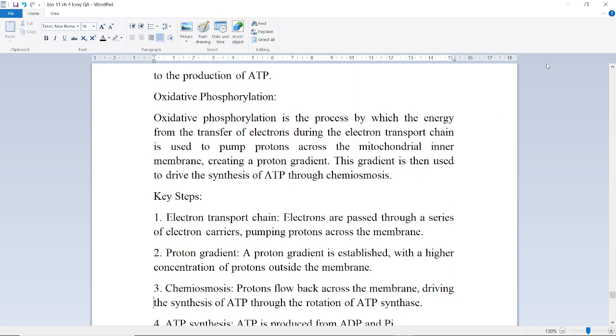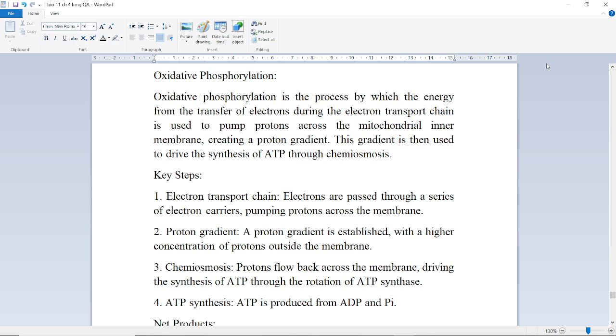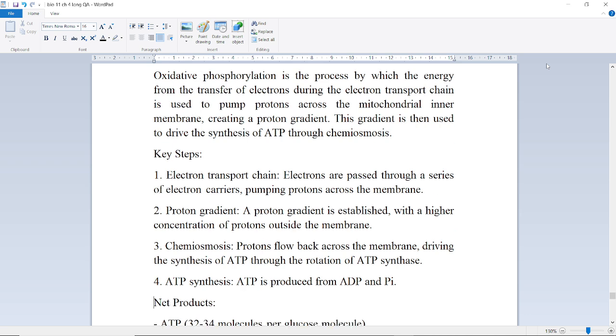Oxidative phosphorylation. Oxidative phosphorylation is the process by which energy from the transfer of electrons during the electron transport chain is used to pump protons across the mitochondrial inner membrane, creating a proton gradient. This gradient is then used to drive the synthesis of ATP through chemiosmosis.